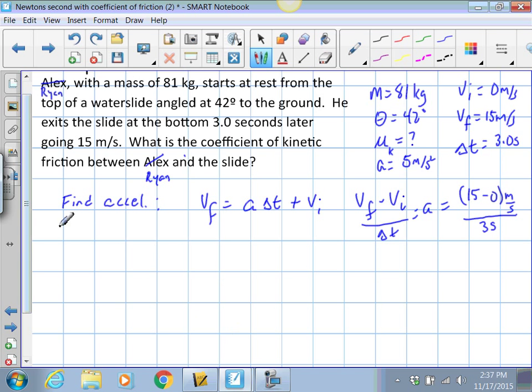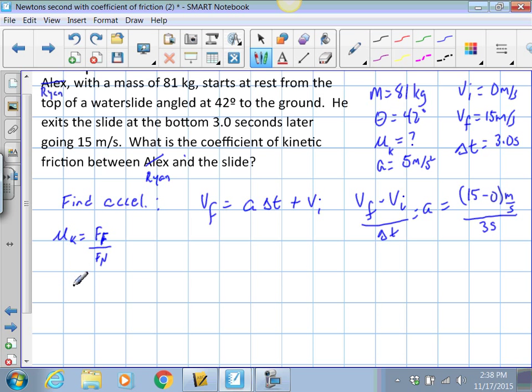Keep in mind what we're shooting for. We're looking for the coefficient of kinetic friction, which equals the friction force divided by the normal force. So we have to have a friction force and a normal force. As my next step, I'm finding the net force along the slide, because we know that there is a net force along the slide.